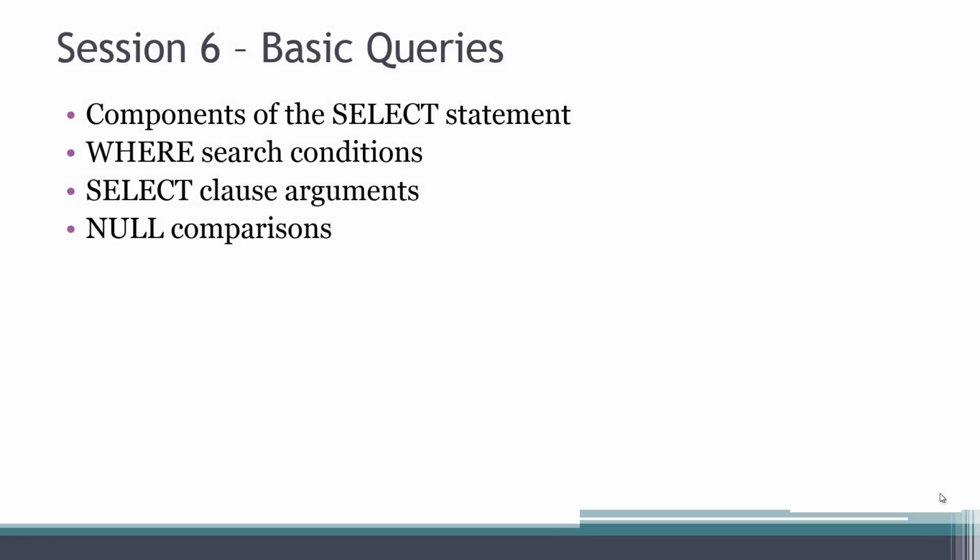Welcome back. In this session, we're going to talk about some basic query components. Specifically, we're going to talk about the components of the select statement, the ones we're going to cover are select, from, where, and order by. And we're going to talk about some of the things that you can put in search conditions in your where clause, and some of the arguments that you can use in a select clause. And we'll finish up today by talking about null comparisons, comparing columns and constants against null values.